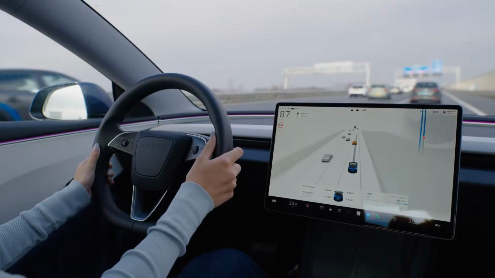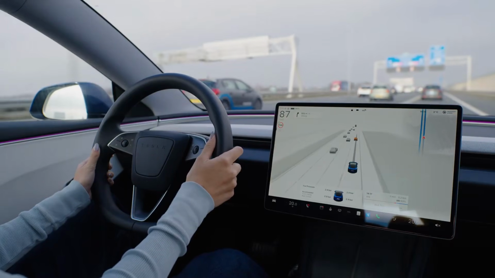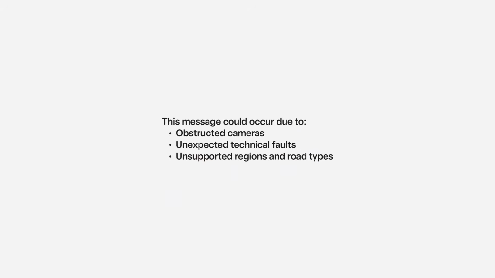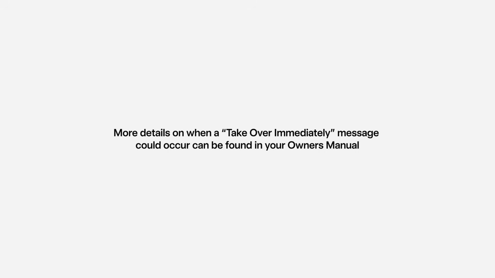In situations where FSD Supervised cannot continue to operate, a warning chime will sound, and the screen will display a "Take over immediately" message. For example, this message could occur due to obstructed cameras, unexpected technical faults, or unsupported regions and road types. When this occurs, it is your responsibility to take control of the vehicle. More details on when a "Take over immediately" message could occur can be found in your owner's manual.